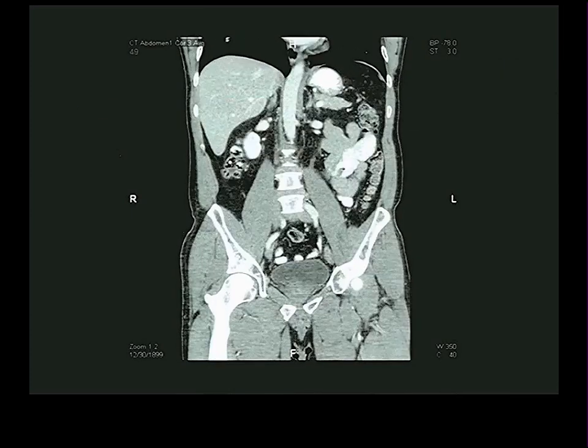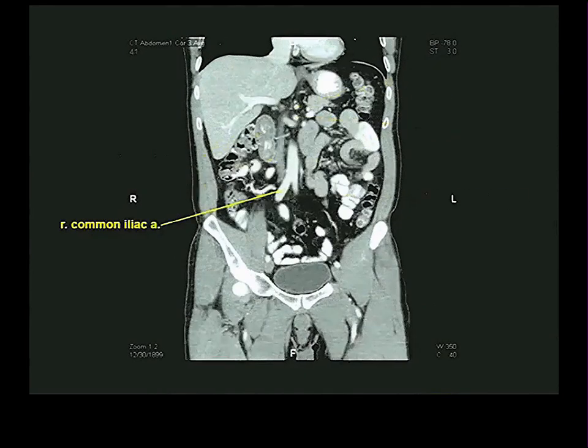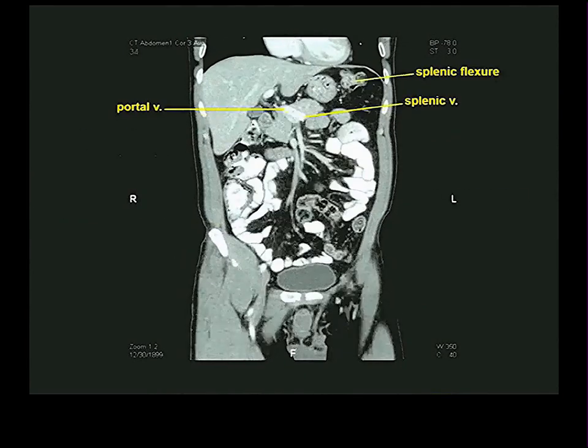If we look at this pancreas here, where we have the body of it, we know that's the splenic artery because the splenic artery is on the superior surface of the body, and we know that's the splenic vein because the splenic vein is posterior. Let me go forward again. Some other just cute things you can see.